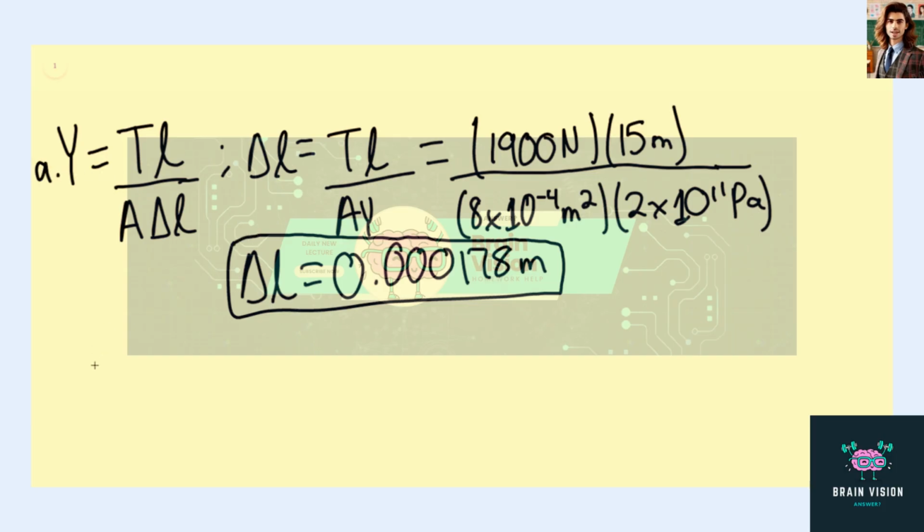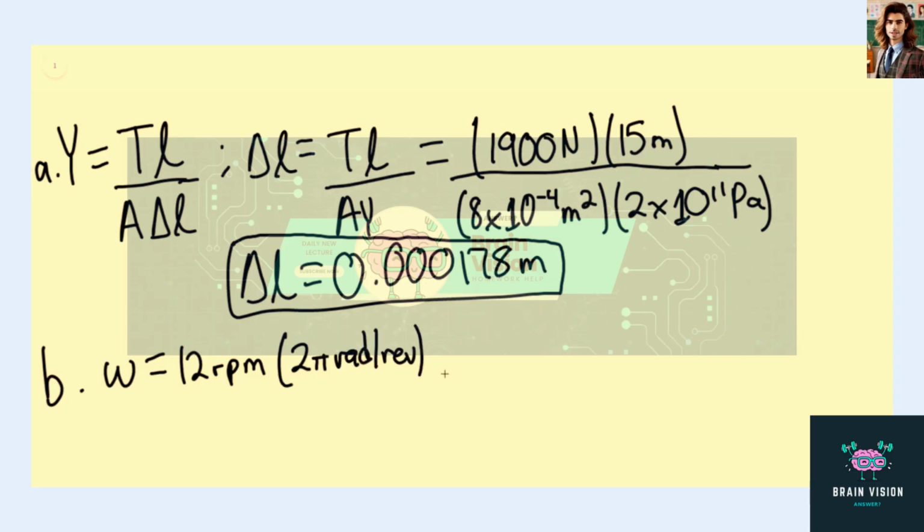And then for part B, they want us to find the elongation. However, now it's a little bit more complicated since we have to recalculate the tension force. So we know omega is equal to 12 RPM. Let's convert this into radians per second immediately. So we have 2 pi radians for every 1 revolution, and then, of course, there are 60 seconds for every 1 minute. And we can say that this is going to be 1.26 radians per second.